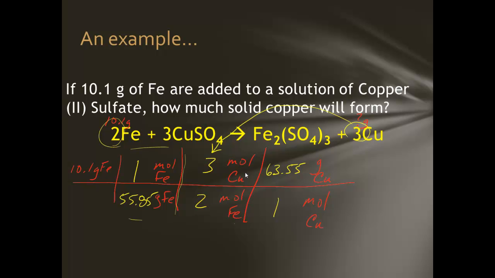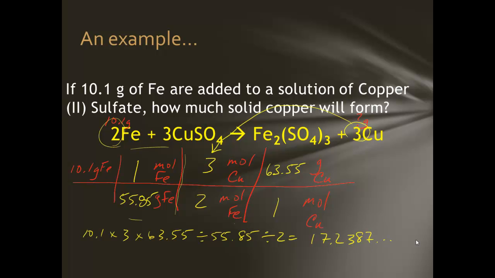Now when you solve this, you want to multiply the numbers across the top and divide by the numbers on the bottom. So I'm going to show you how to enter this in your calculator very simply in order to get the right answer. Okay, so this is what you want to do. 10.1 times 3 times 63.55 divided by 55.85 divided by 2. And what you get is 17.2387 and some more numbers that we don't need.